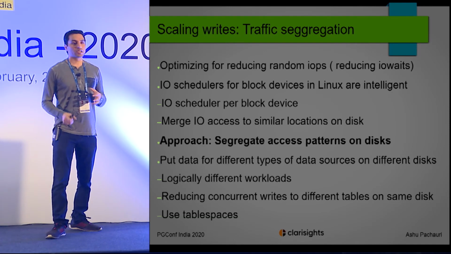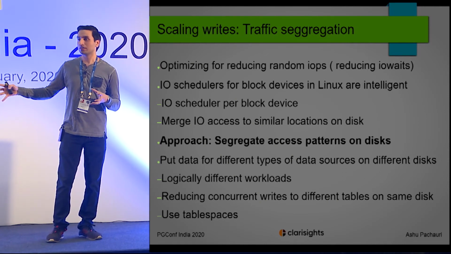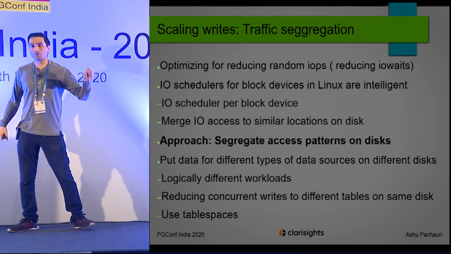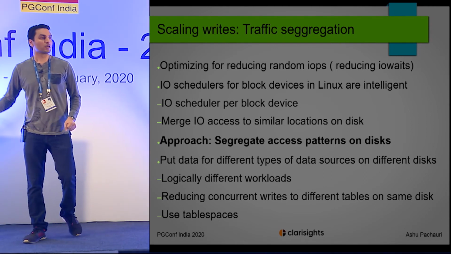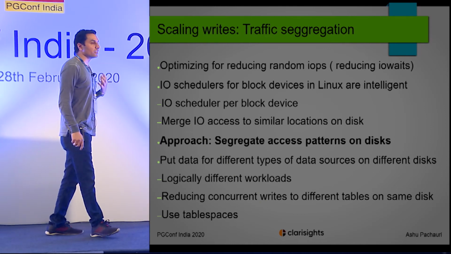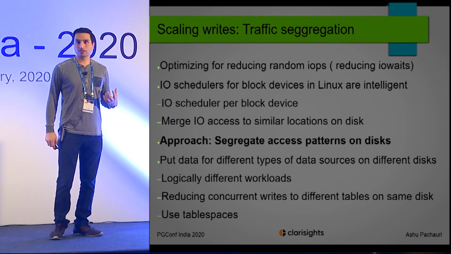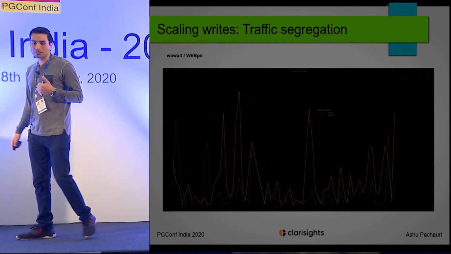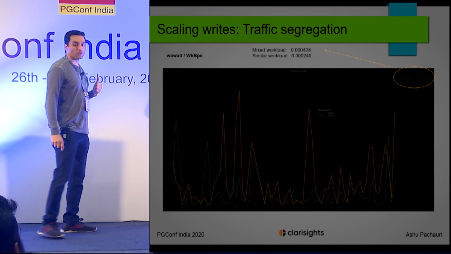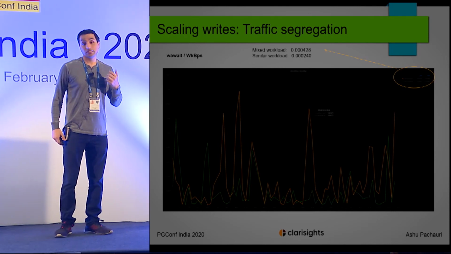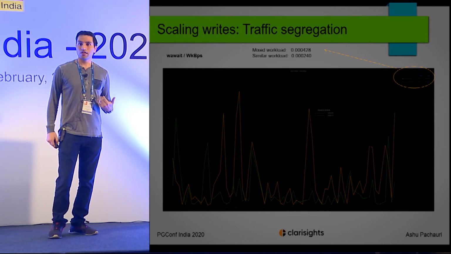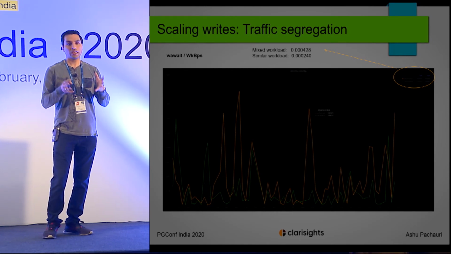So what we do is segregate different kinds of access patterns. If you understand your application correctly, you can segregate them on different disks: one disk for a mixed workload, one disk for a very specific kind of workload. If they are logically different workloads, try to put them on different disks so that Linux also makes use of this knowledge. What we saw from this is that we were able to optimize the write IO wait that we were getting on each of the disks by telling Linux that this workload is supposed to be grouped together.